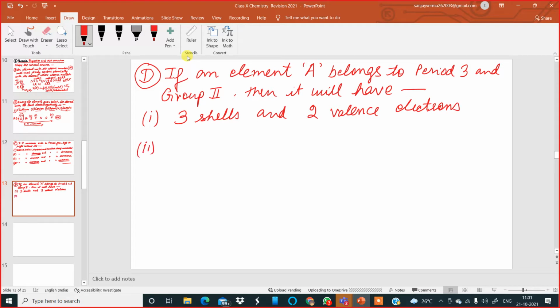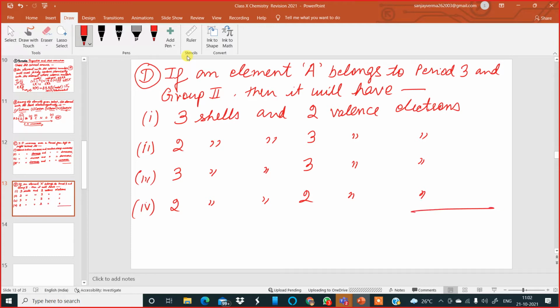Option 2, 2 shells and 3 valence electrons. Option 3, 3 shells and 3 valence electrons. Option 4, we have 2 shells and 2 valence electrons. This is D. Now, there is an element A.